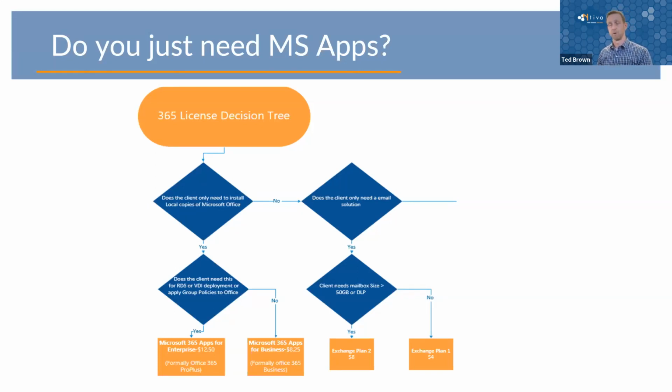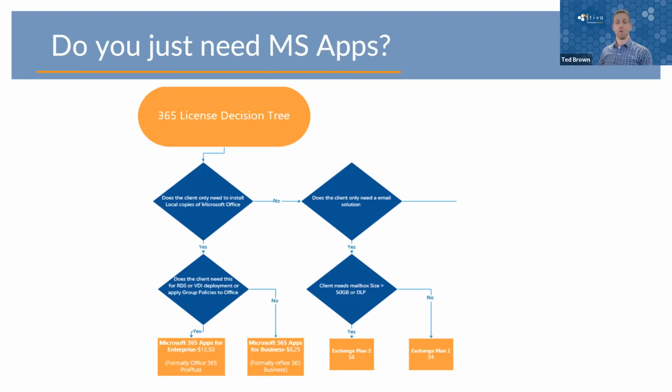But most people do need more. And the next question is, if you need more, do you just need email? Okay, if you need an email solution, then the question is, do you need a mailbox that's larger than 50 gigabytes? So now with Microsoft Office suites, you have the ability to have a much larger email size than before. The typical Office package, Exchange Plan 1, comes with a 50 gigabyte mailbox or less. But some people have grown past that. They need 100 gigabytes, or the ability to do archiving to extend past 100 gigabytes. If that's the case, you need to go to Exchange Online Plan 2, which comes at $8.